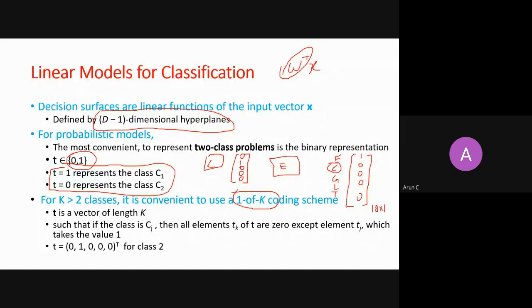So T is a vector of length k such that if the class is Cj, then all the elements Tk of T are 0 except element Tj, which takes the value 1, right? The same thing I have explained here. So this is all just how to write it. Fine.